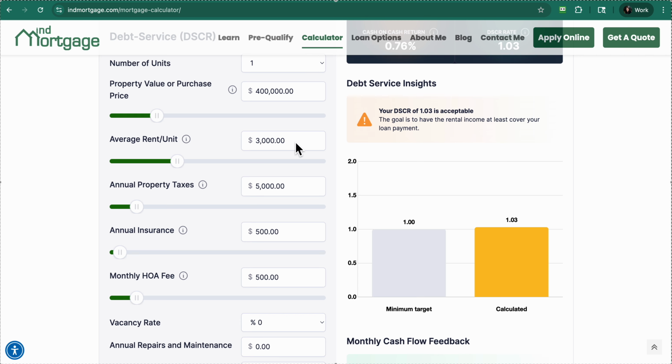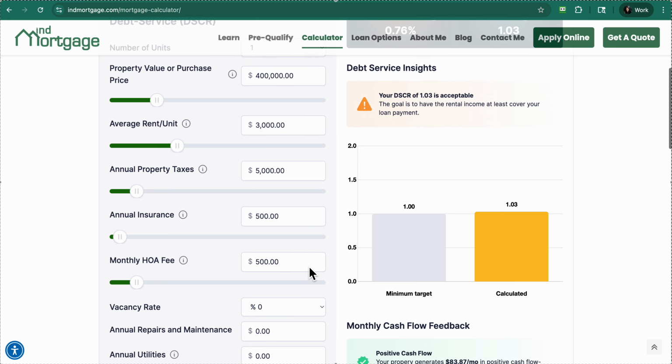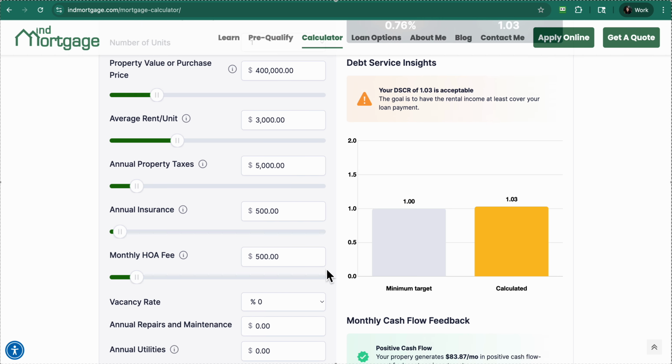Let's assume the property you're looking at rents for $3,000 a month. That's the income. Now let's enter the expenses. You can estimate or maybe find the details from the property advertisement. Your realtor or I can get this information as well. Annual property taxes, I'm estimating at 1.2% or $5,000. Insurance, $500 per year, which seems reasonable for a condo, and the monthly HOA fee of $500.